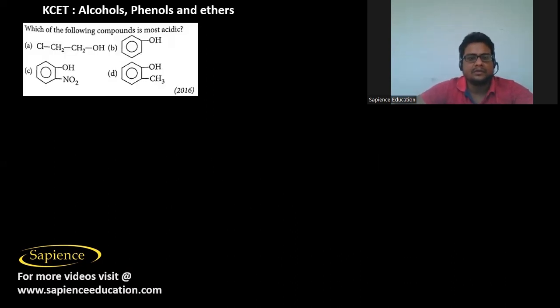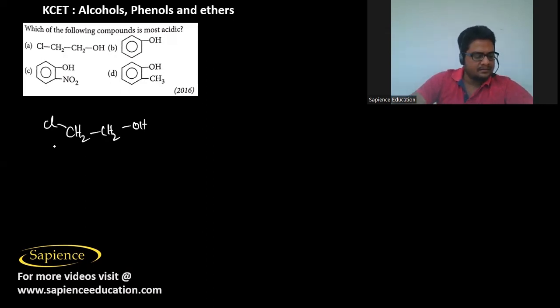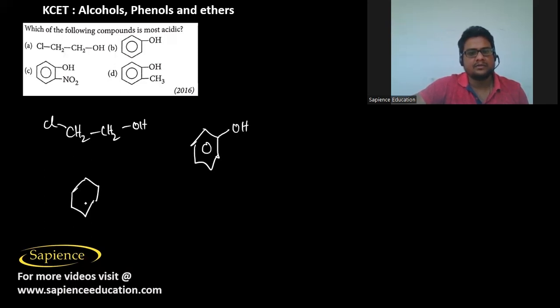Then it is told, which of the following compounds is most acidic. So the first one is CH2CH2OH, and this is Cl. This is Cl. Then we have phenol. Then we have orthonitrophenol. Then we have orthocresol.